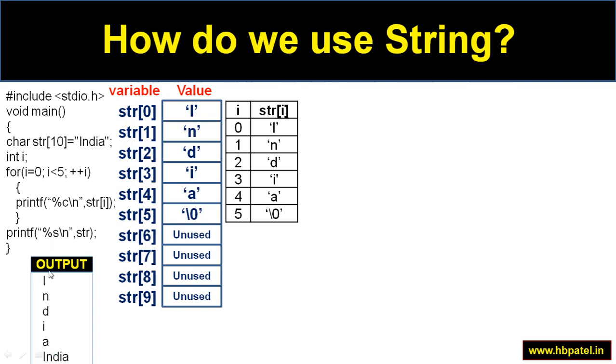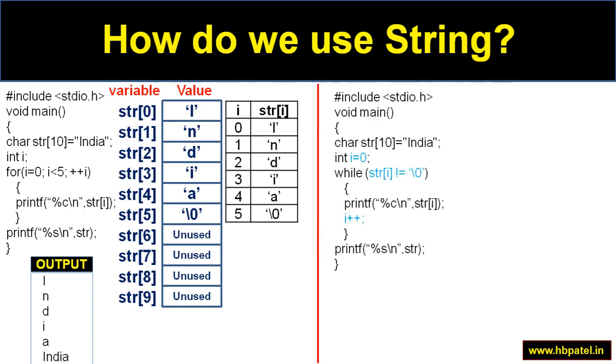So this is the difference. These are nothing but individual characters printed using %c, and this is nothing but the entire string printed with %s. When we deal with characters, we specify the location: str[i], str[0], 1, 2. But when we deal with a string, we do not specify location because we are dealing with the entire string. Now let us see how we can print India in a different way.